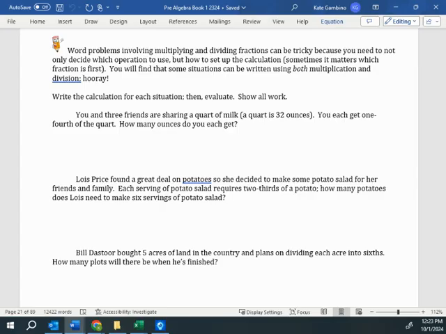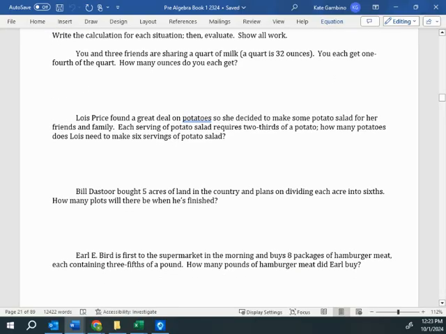When we divide, does it matter? 15 divided by 3 is very different than 3 divided by 15. So if you're dividing, it matters what we put first. You will find that some situations can be written using both multiplication and division, depending on how you set up your problem. So write the calculation for each situation, then evaluate. So you're going to write which fraction, multiplying or dividing by which fraction.